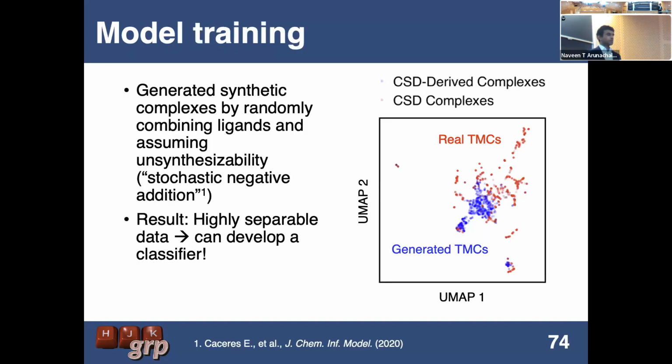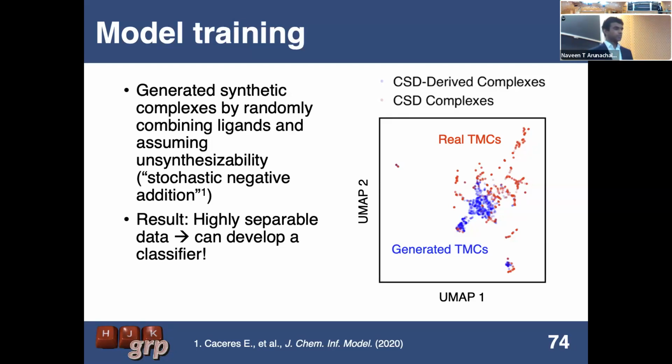So what we did is that we used stochastic negative addition, which is a technique where we randomly combine ligands together and assume them to be unsynthesizable, and use that as our negative data, and use examples from the Cambridge Structural Database as positive data to train a classifier to decide whether two ligands are pairable or not.